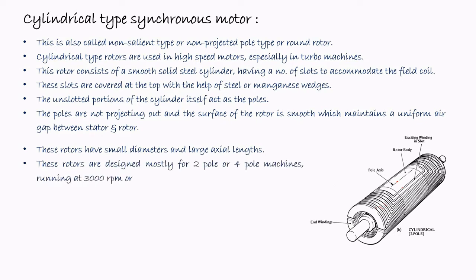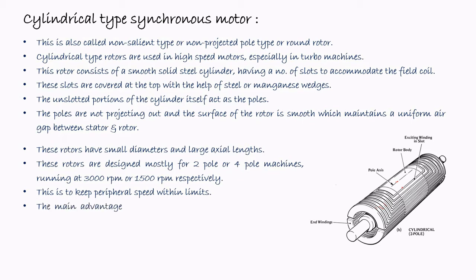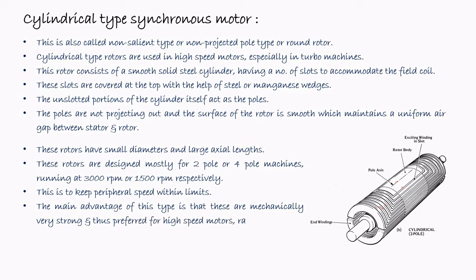These are designed mostly for two-pole or four-pole machines, which run at a speed of 3000 rpm or 1500 rpm respectively. This is to keep the peripheral speed within the limit. The main advantage of this type is that these are mechanically very strong, thus preferred for high-speed motors ranging between 1500 to 3000 rpm.